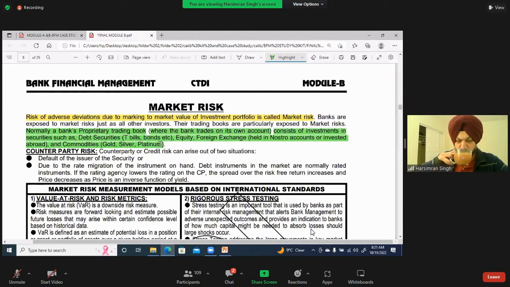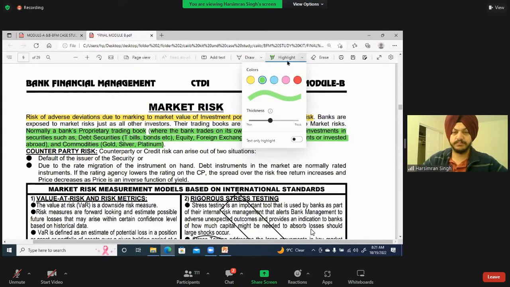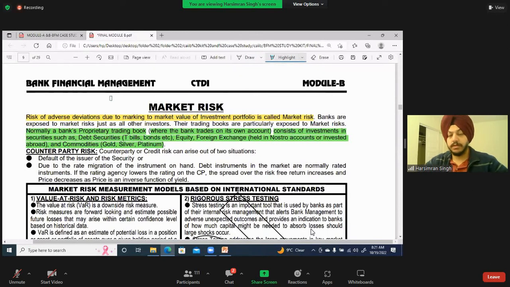Then counterparty risk. In our market risk, we also have a counterparty risk, same like in credit risk. If you remember, in credit risk, what was the counterparty risk I told you? It comes due to default of a counterparty. What do you mean by default of a counterparty? Like when there is a default in the bonds, interest or principal payments. Do you remember I did that?